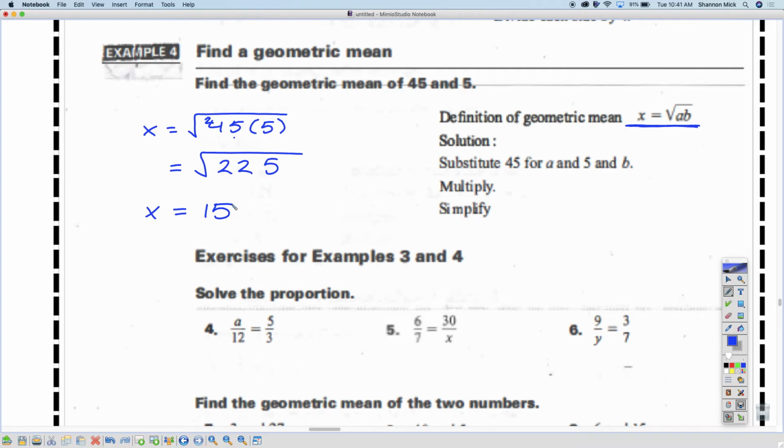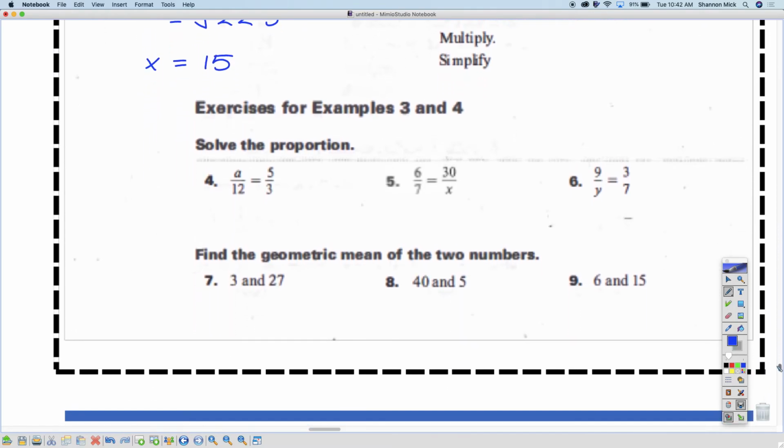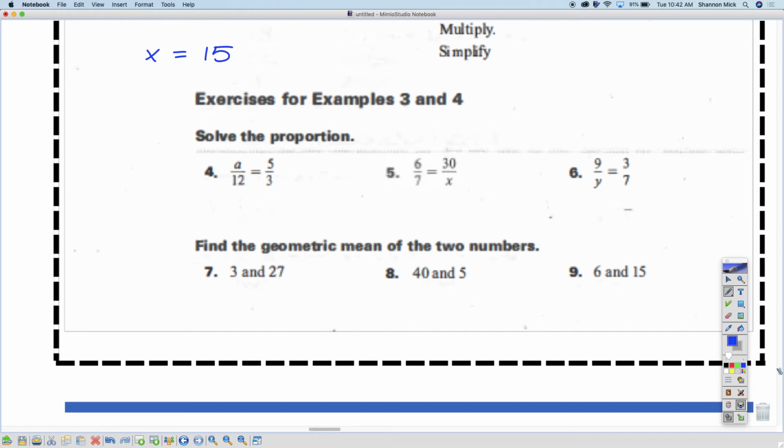Now they can give it to you like that, or they could give you a proportion equation, and you would do the top numerator at the left and the denominator at the right, and stuff like that. So what am I going to do to solve every single one of these proportions? Well, you're going to cross multiply, right? What are you going to do to find your geometric mean? Multiply them together and take the square root, right?